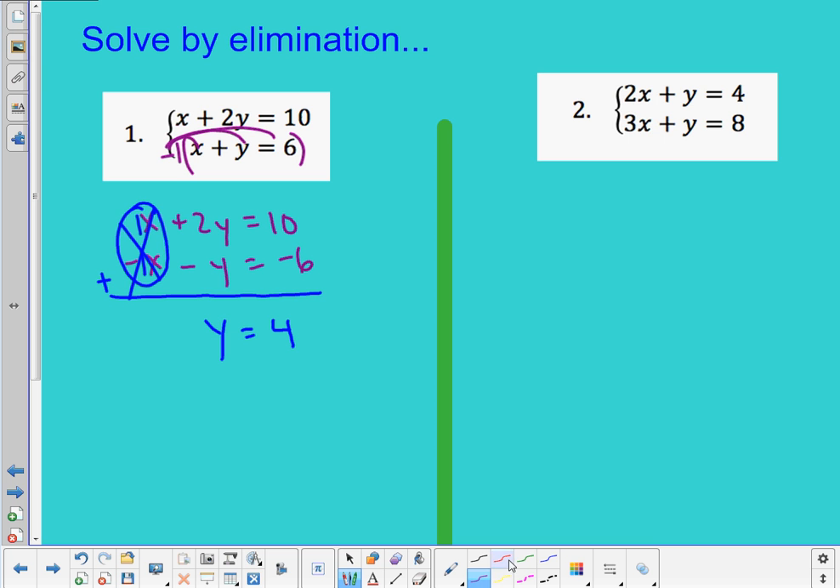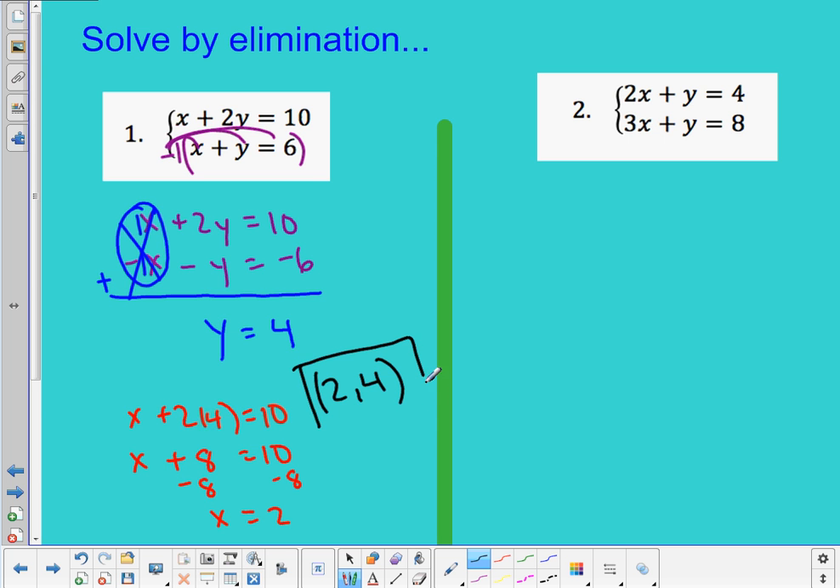Then, just like yesterday, we take that and we plug it in to get the other half. So I'd have x plus 2 times 4 equals 10. That gives me x plus 8 is equal to 10. Subtract the 8, and I get x is equal to 2. So my solution to the system is (2, 4). Now, if you'll notice, this ended up being the exact same system as number 1 on the first page. It's just that these were both positive x's, so we had to take care of that.